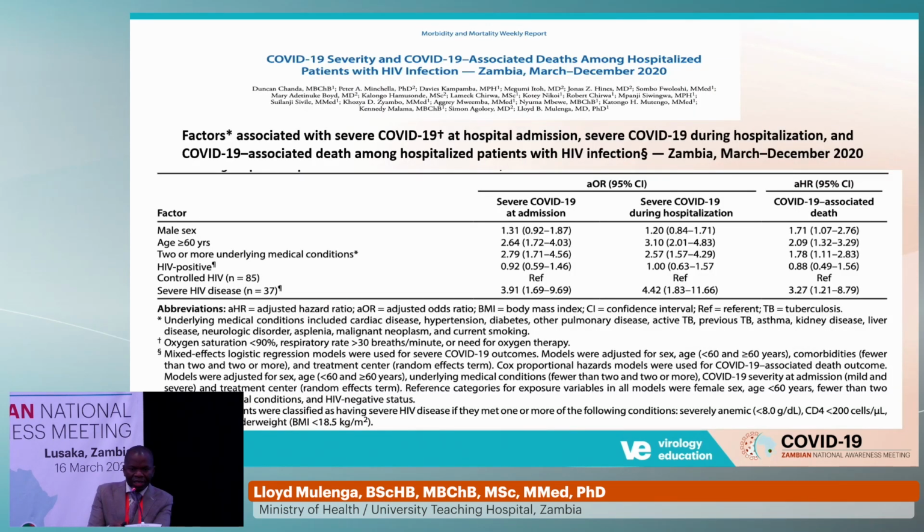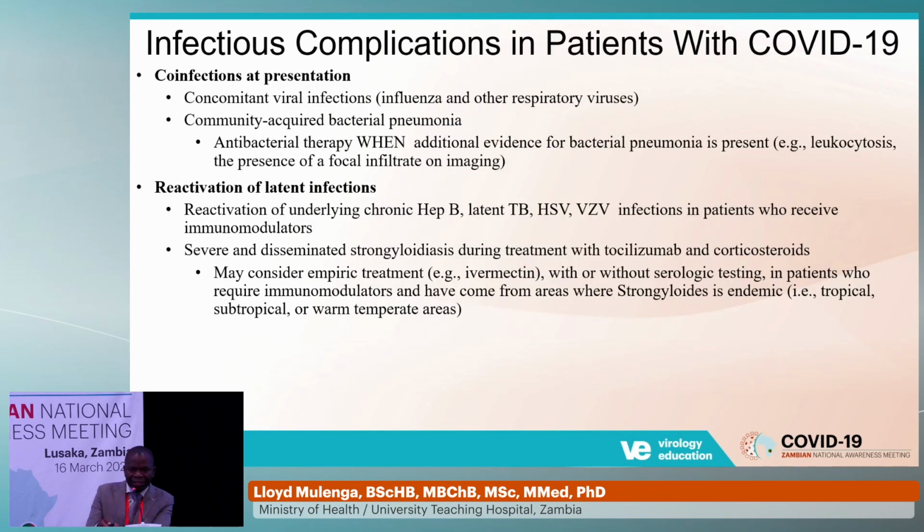We looked at the factors associated with severe disease. We looked at HIV. What we found was that those that had uncontrolled HIV were at higher risk of progressing to severe disease. Those that were above 60 years also had higher risk of progression to severe disease, and those that had comorbidities. So uncontrolled HIV was a high risk factor we found for progression to severe disease.